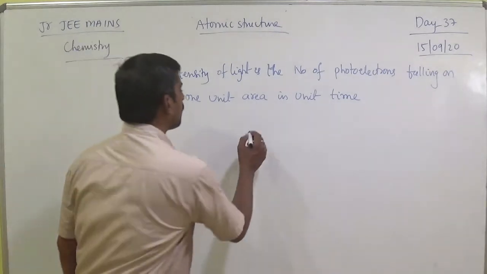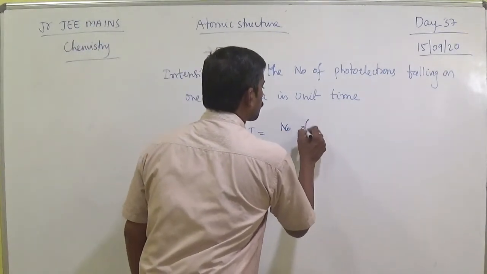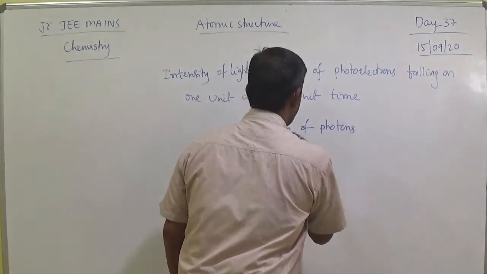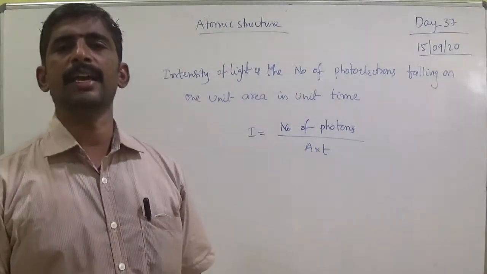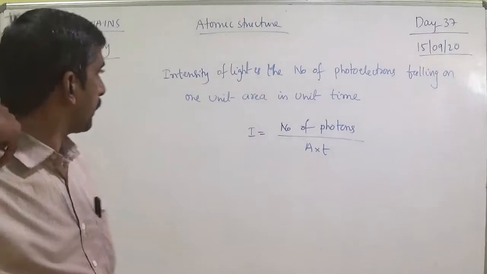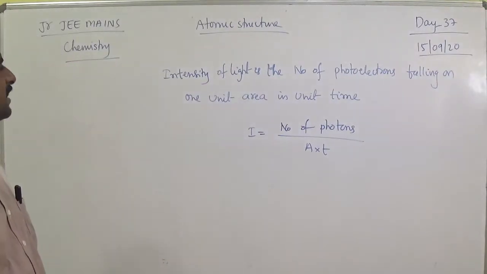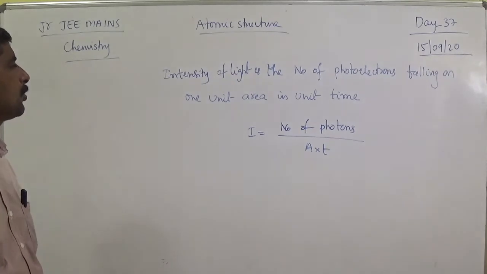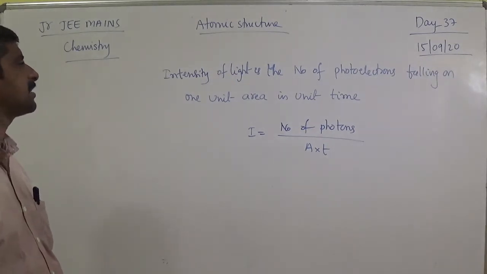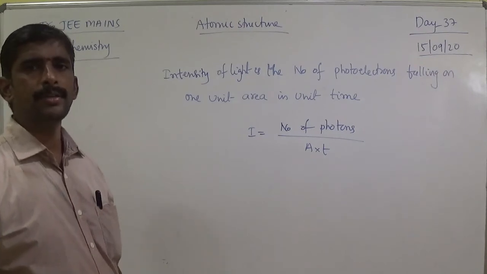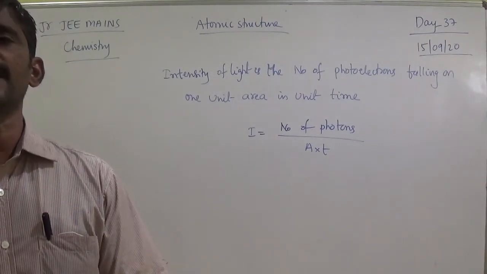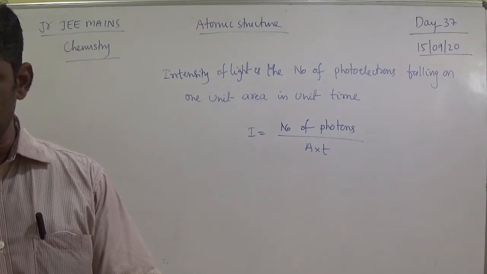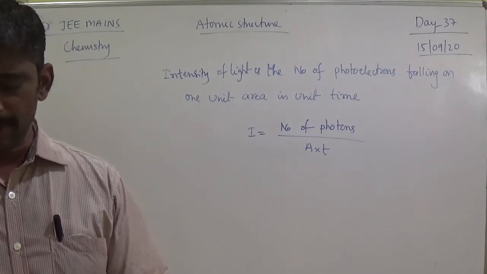Generally, intensity of light I equals the number of photons divided by A times T, where A means unit area and T means per time. So intensity of light is the number of photons falling on one unit area in one unit time. Next, the photoelectric effect is readily exhibited by alkali metals. Generally alkali metals means potassium, rubidium, lithium, cesium, like that.